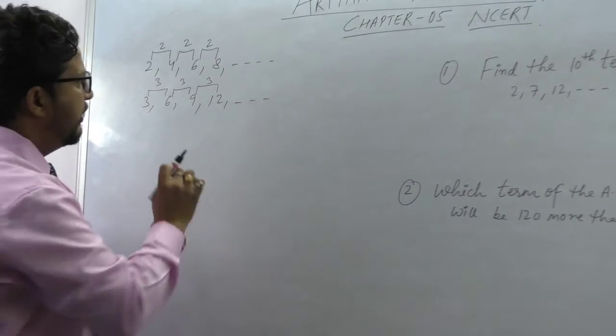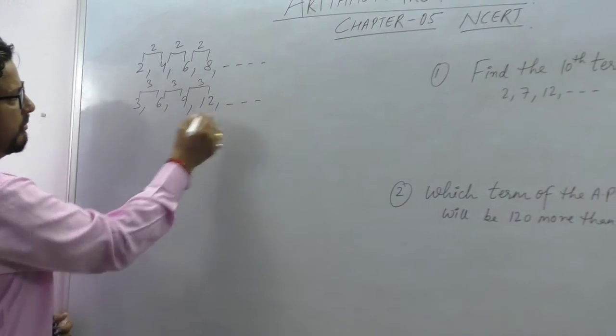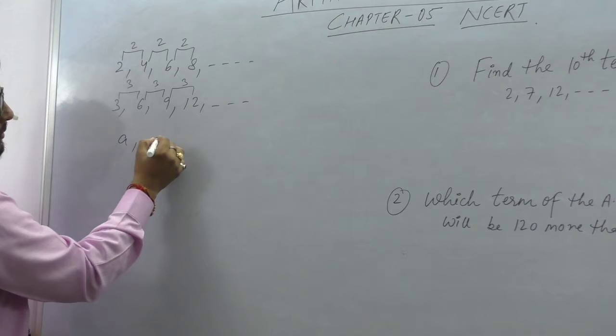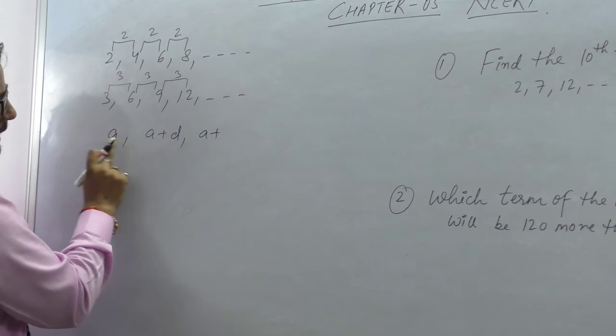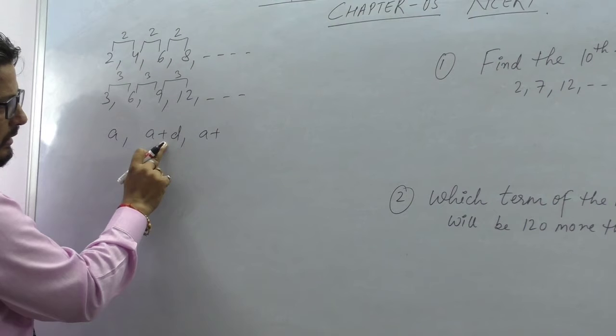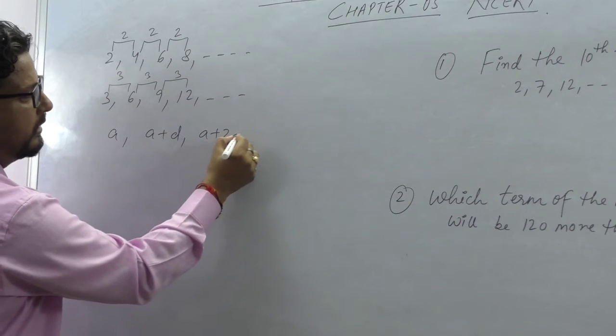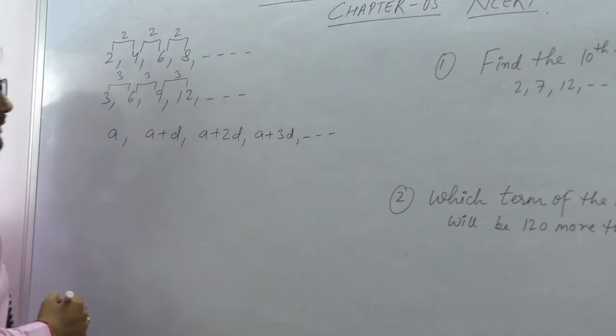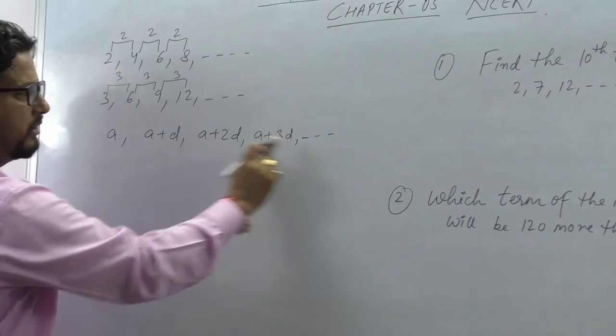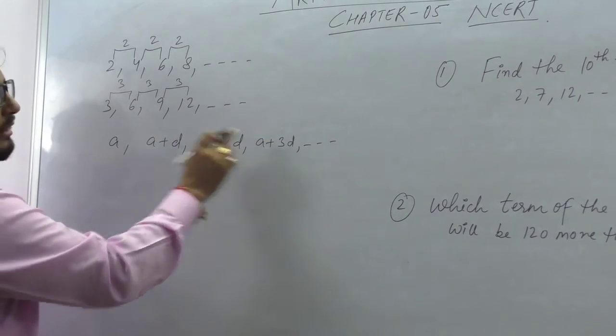That is more important. If we want to write this in general form, I can write A, then A plus D. Here you see there is a difference, I have added D. If I add one more D, it will be 2D, and if I add again, it will be 3D, and so on. Generally this is called the general expression for arithmetic progression.